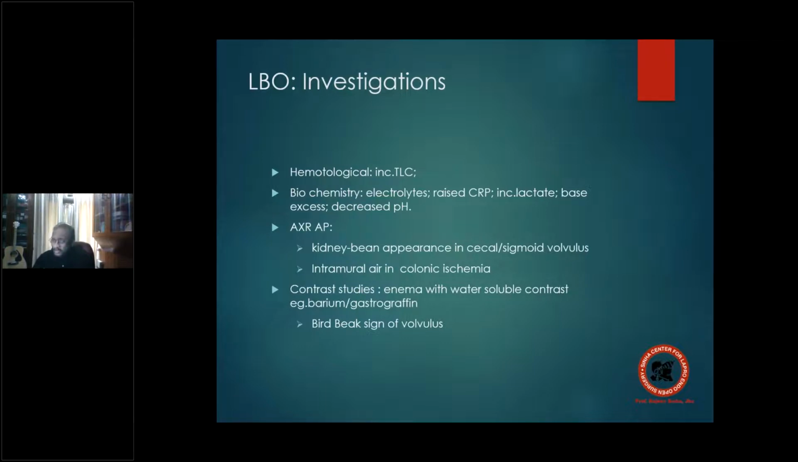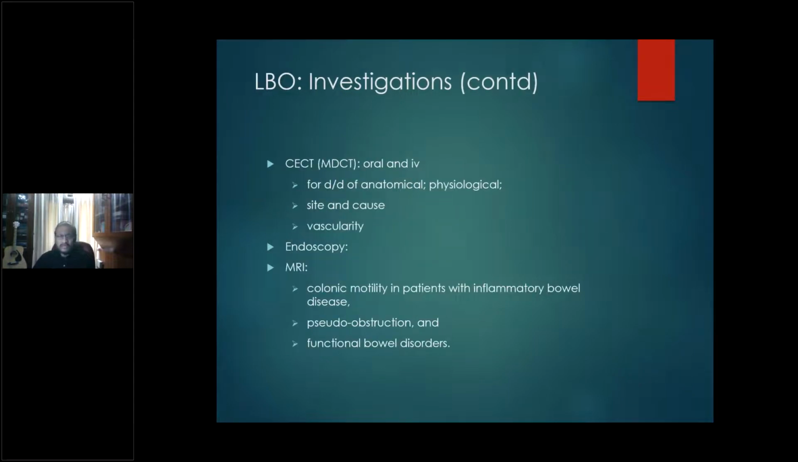A plain X-ray of the abdomen will give a kidney bean appearance in cecal and sigmoid volvulus. Why? Because they appear kidney shaped, either in the right iliac fossa or the left iliac fossa. That's how it appears on a plain film. If you do a contrast study with an enema of water-soluble contrast, like for example barium or gastrografin, you will get what is known as the bird beak sign of the volvulus.